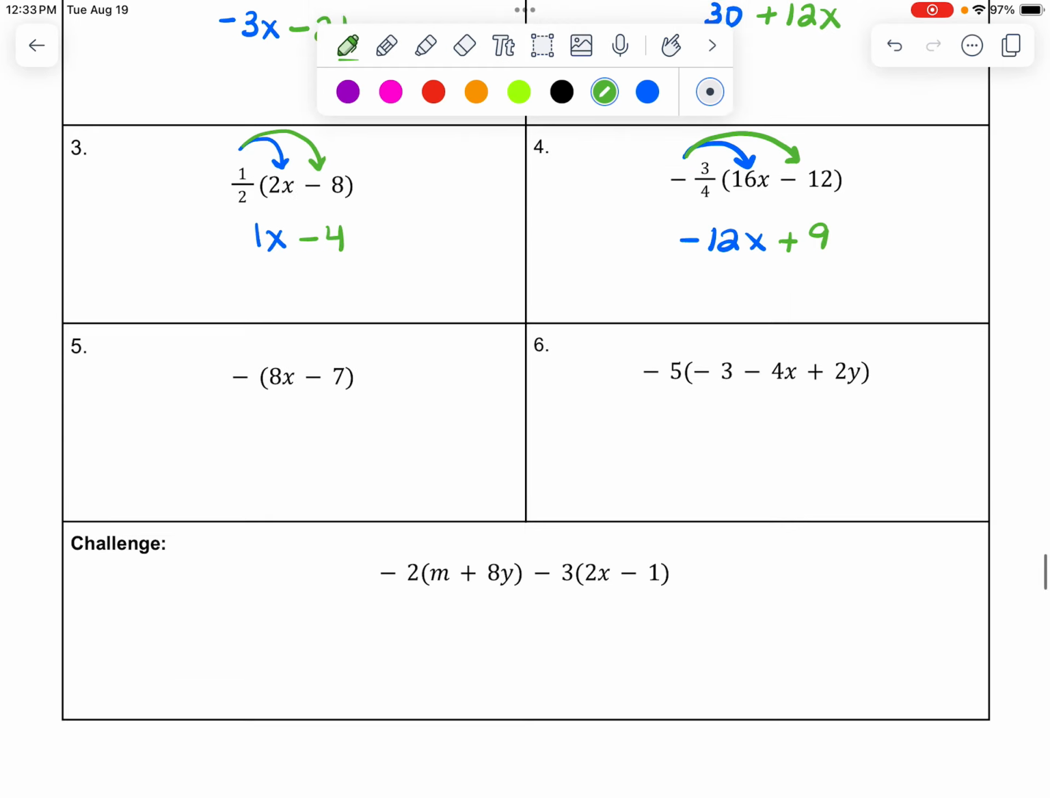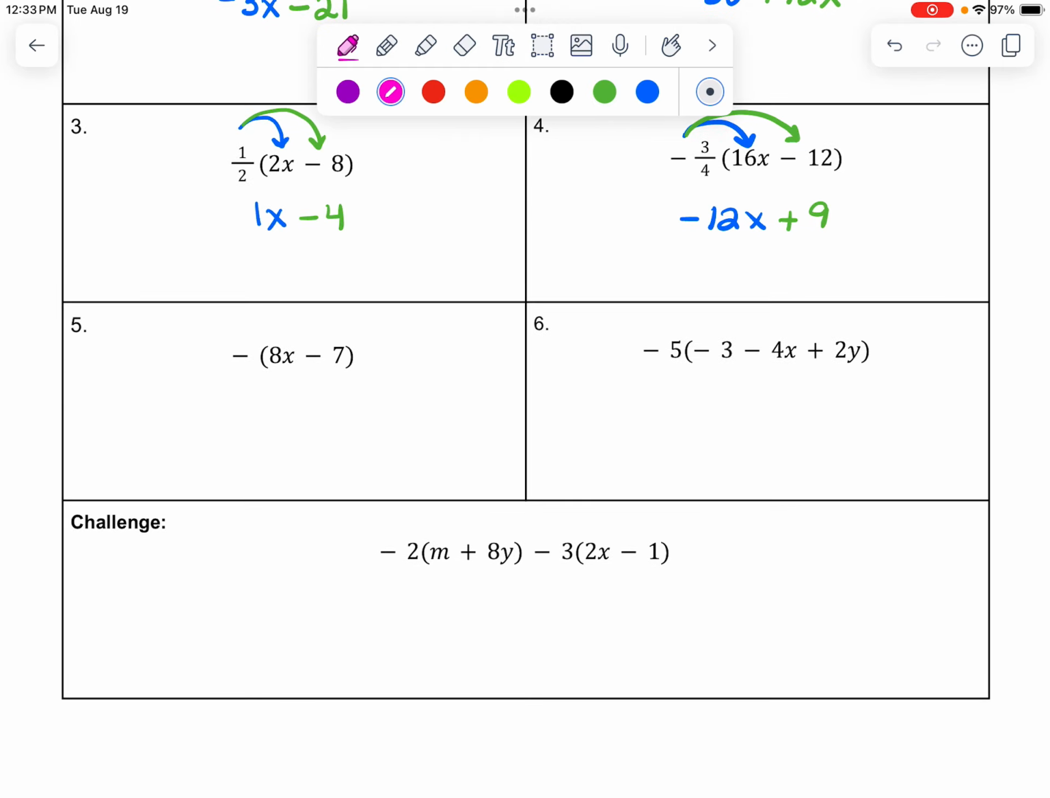Now, problem number 5 has a little bit of a sneaky thing going on. There's a negative outside of the parentheses, but there's no number there. We need to remember that when there's no number, but there is a negative, it means there's really an invisible -1. So -1 times 8 is -8x, and -1 times -7 is positive 7.